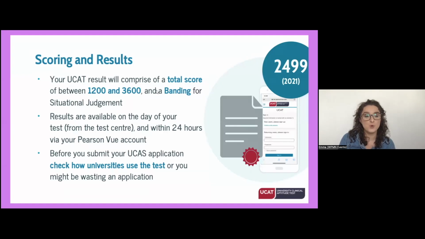And in terms of the score for your UCAT, they do score it rather strangely. So for each of the first four sections, you get a score between 300 and 900, which gives you a total score of 1,200 to 3,600. And then you get a band for your situational judgment. Basically, results are available on the day you sit your test. So you sit your test at the same place that you would sit your driving theory test. And you basically come out the test room and they'll print off your results there and then. And then they'll also be available within 24 hours online.